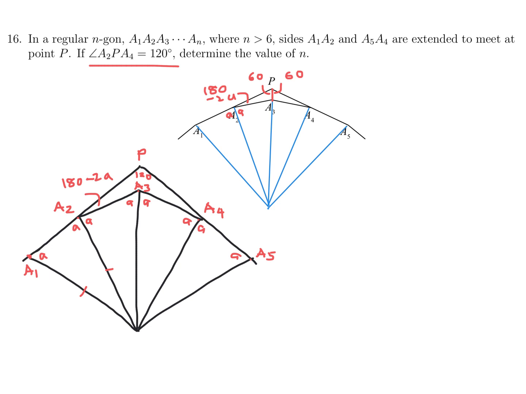And therefore, let's see here. This angle, that angle, would be 60 plus 180 minus 2A. Would be 180 minus those two guys, right? So that's going to be, let's see here.